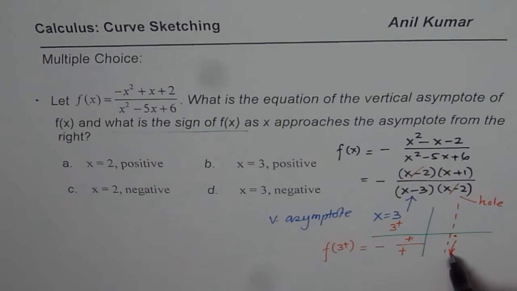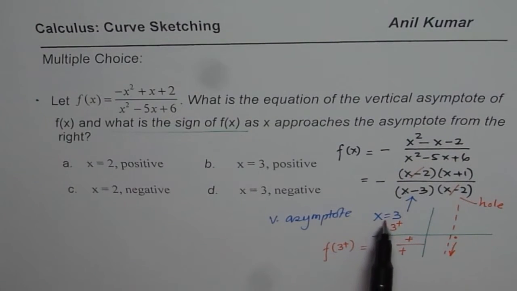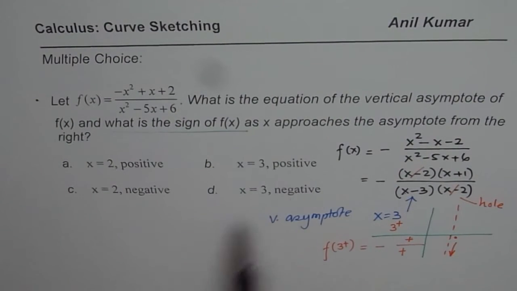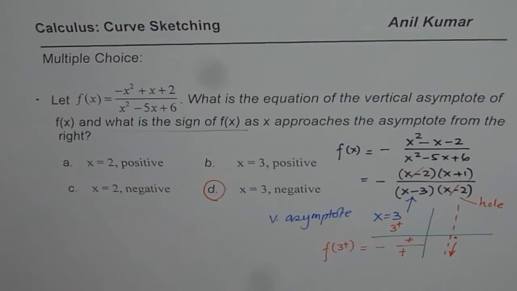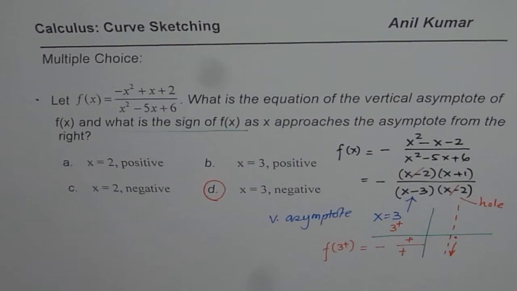Do you see that? So we know now that the asymptote is at x equals 3 and it is approaching negative, and therefore the option is D. I hope these steps help you to understand the behavior of the function near the asymptote very clearly. That should help you. Thank you and all the best.